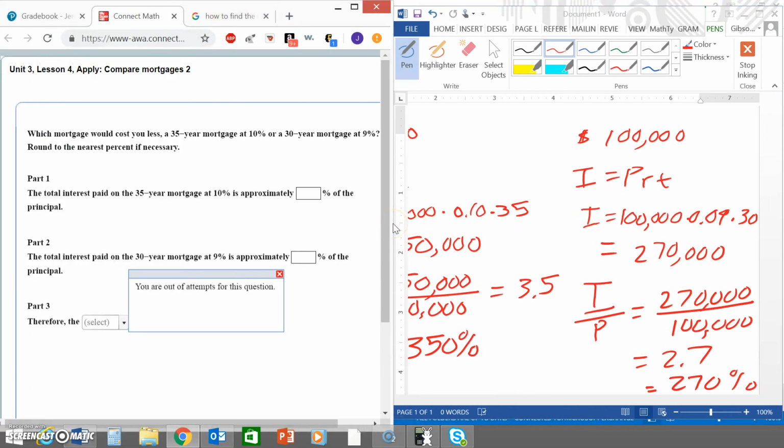So now we know in this box will go 350%. And in this box will go 270%. And then part 3, I was not able to access the rest of the question for part 3. So based upon these values here, you should be able to do part 3. And if you have any other questions, please let me know.